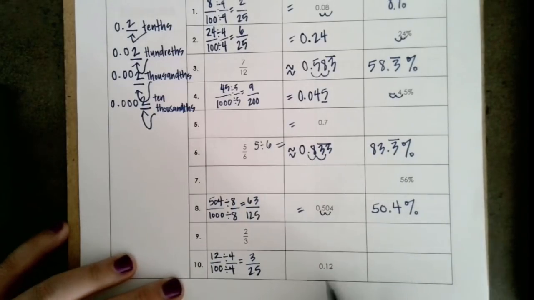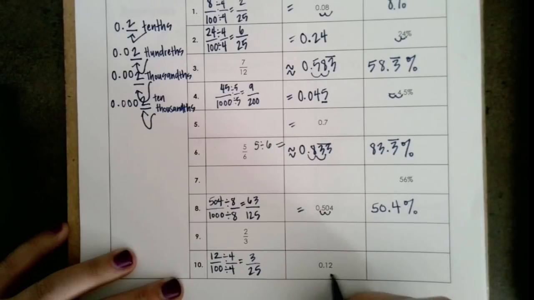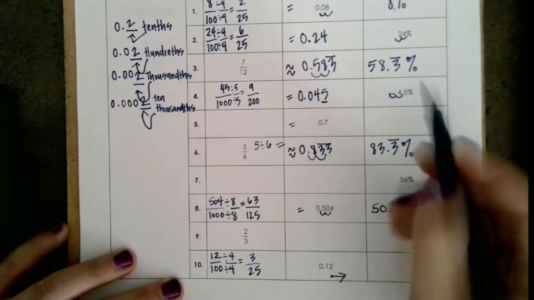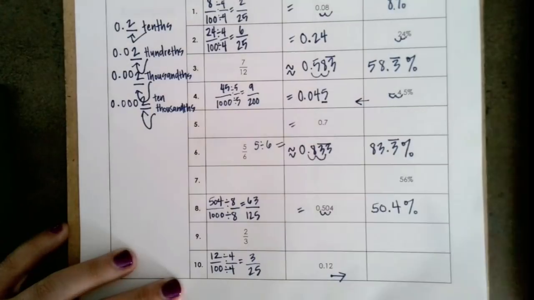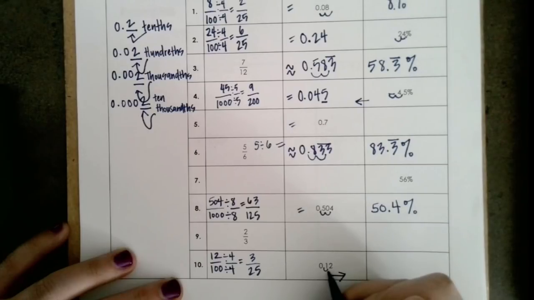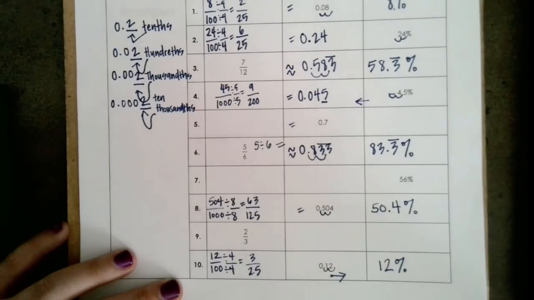Now, I need to change this 12 hundredths to a percent. So I'm going to take the decimal, and remember, if I'm trying to go from a decimal to a percent, I'm going to move the decimal place this way. And if I'm trying to go from a percent to a decimal, I'm going to move the decimal place to the left this way. So 0.12, I'm going to move this decimal place 2 decimal places. So then I've got 12%. Nice and easy.